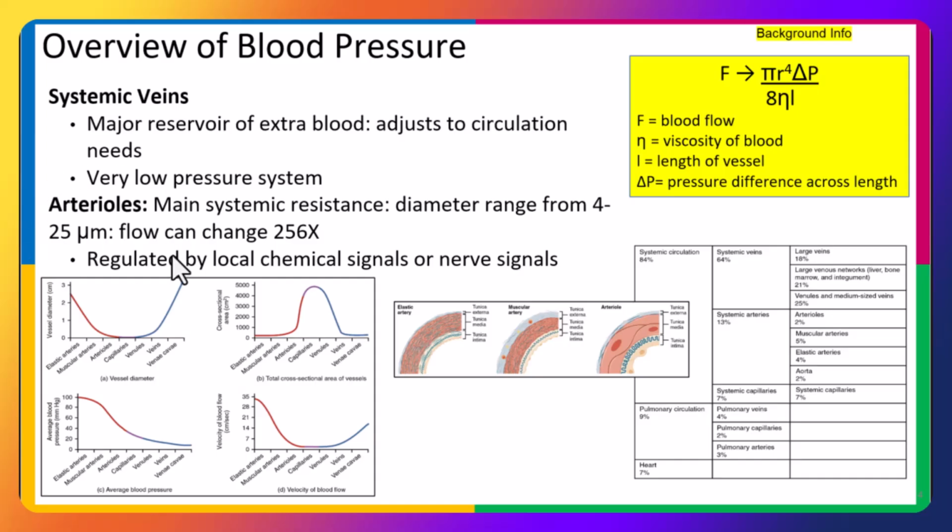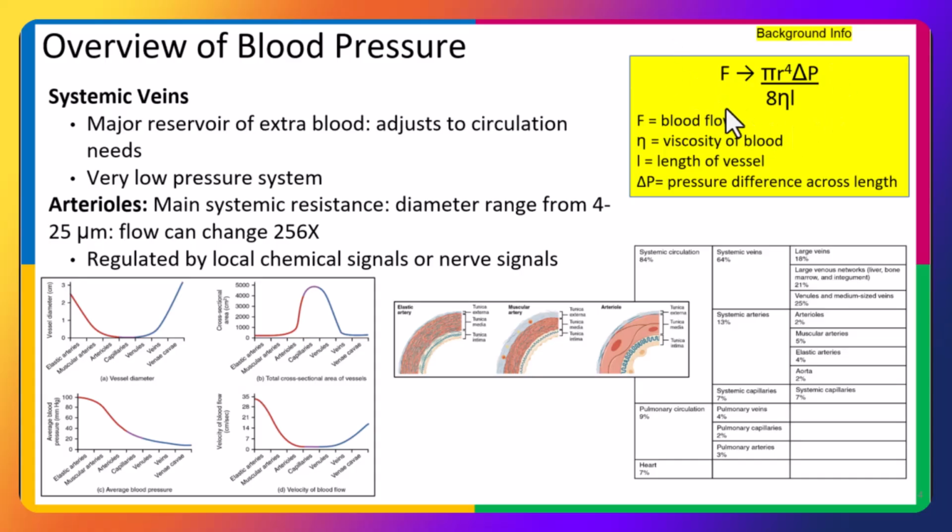Now, looking at arterioles, this would be the main site of resistance within the systemic circulation. That's because the arterioles, the small arteries, have the ability to change their diameter quite extensively, anywhere from 4 to 25 micrometers. And because flow depends strongly on vessel diameter, if you change the diameter, blood flow can change up to 256 times. That's huge. Arterioles are regulated by local chemical signals and nerve signals so that the body can adjust blood flow to where it is needed the most.